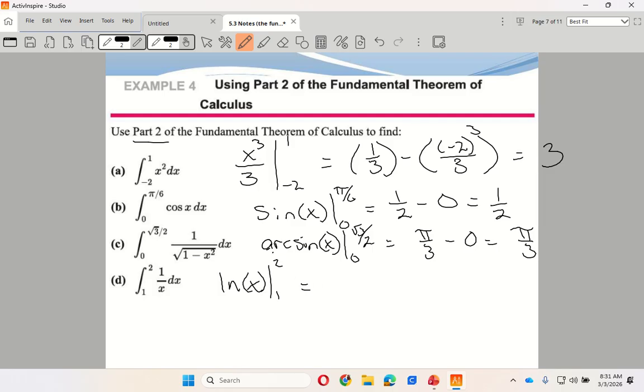And I can just plug it in. So it's ln of 2 minus ln of 1. And one of those things is something that I should know. ln 1 is 0. So it's just going to give me ln of 2.